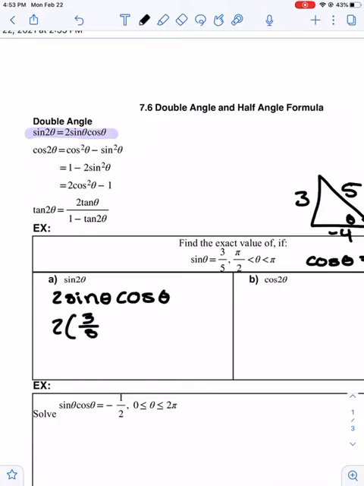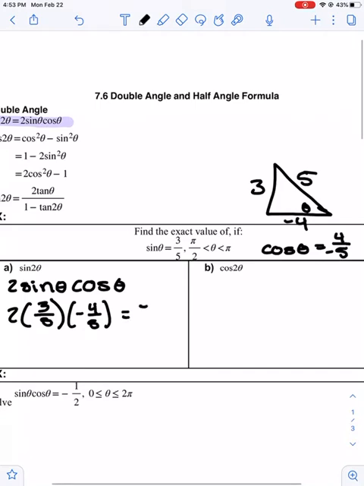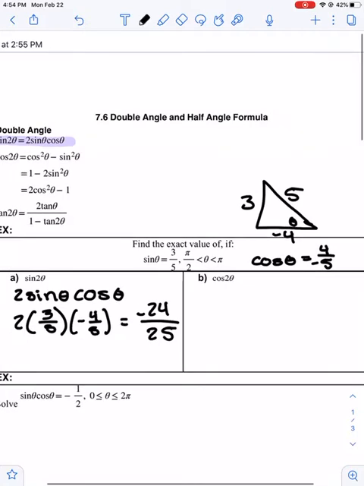Alright, so we're just going to plug in our values. So 2, the sine theta is 3/5, and cosine theta is -4/5. When I multiply these together, 2 times 3 is 6. 6 times -4 is -24. And 5 times 5 is 25. And that's it.